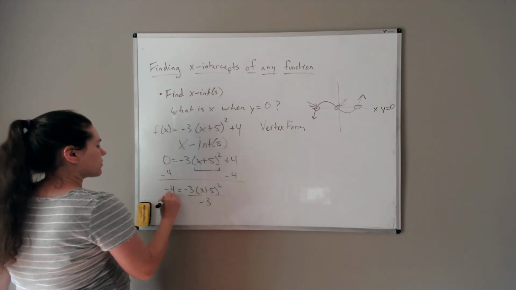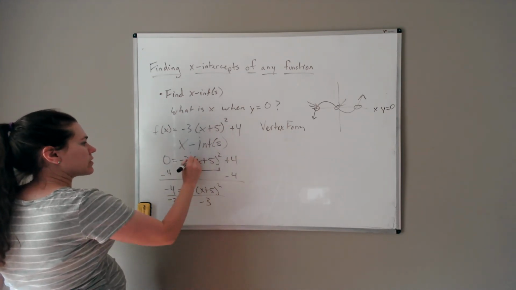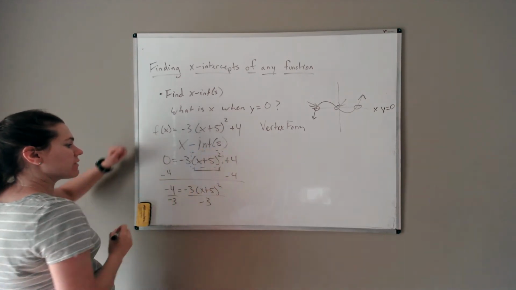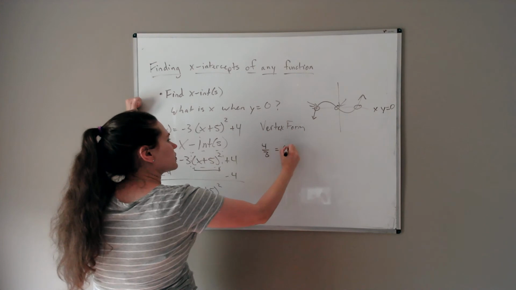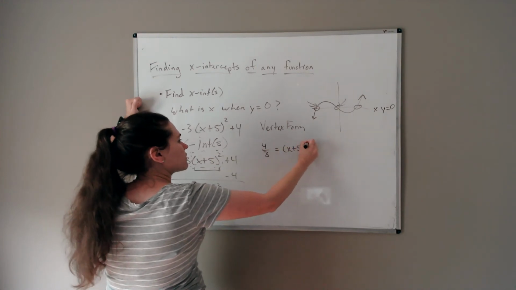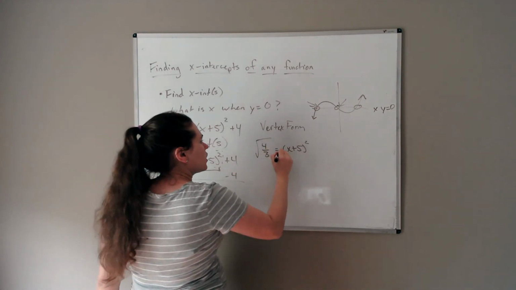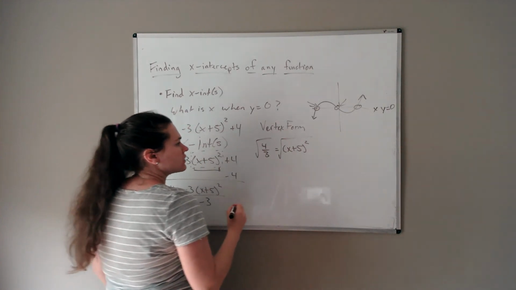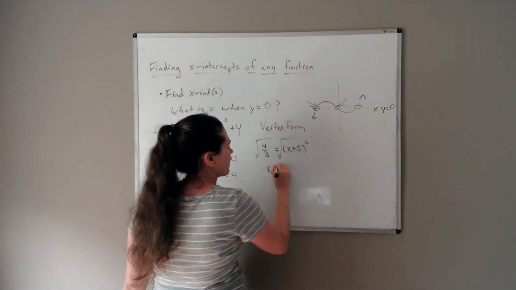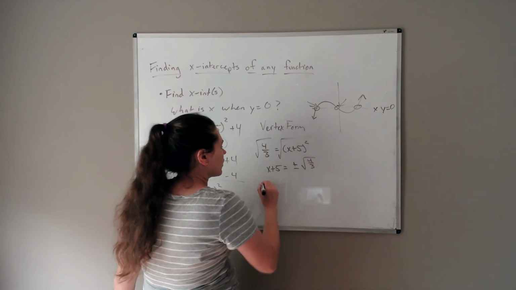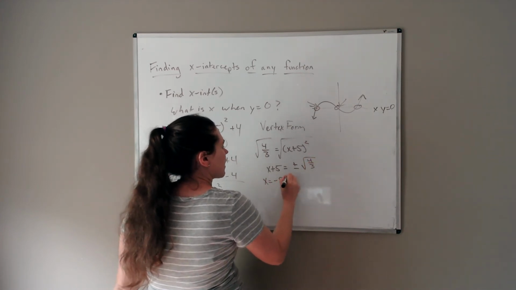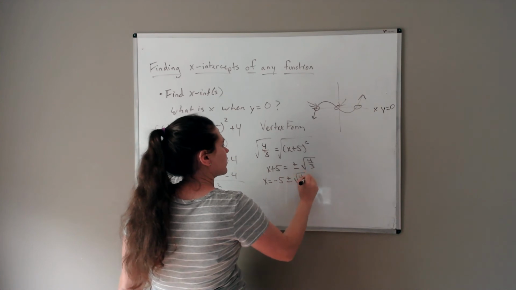Divide by negative 3. You're trying to take the square root. You'll be able to take the square root of this (x plus 5) squared. So you get 4/3 equals the quantity (x plus 5) squared. You take the square root of both sides, and you get x plus 5 equals plus or minus the square root of 4/3. Okay, so you would get x equals negative 5 plus or minus the square root of 4/3.